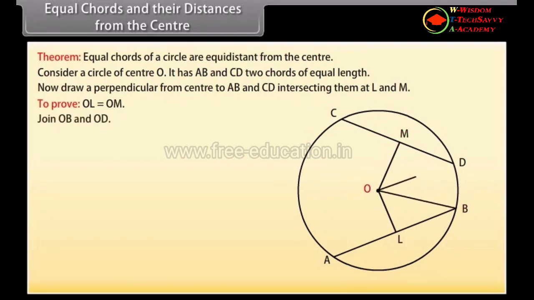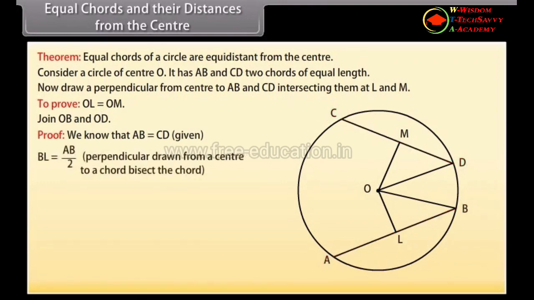Join OB and OD. We know that AB is equal to CD, given. BL is equal to AB upon 2, perpendicular drawn from a center to a chord bisects the chord. Similarly, DM is equal to DC upon 2. Therefore, BL is equal to DM.